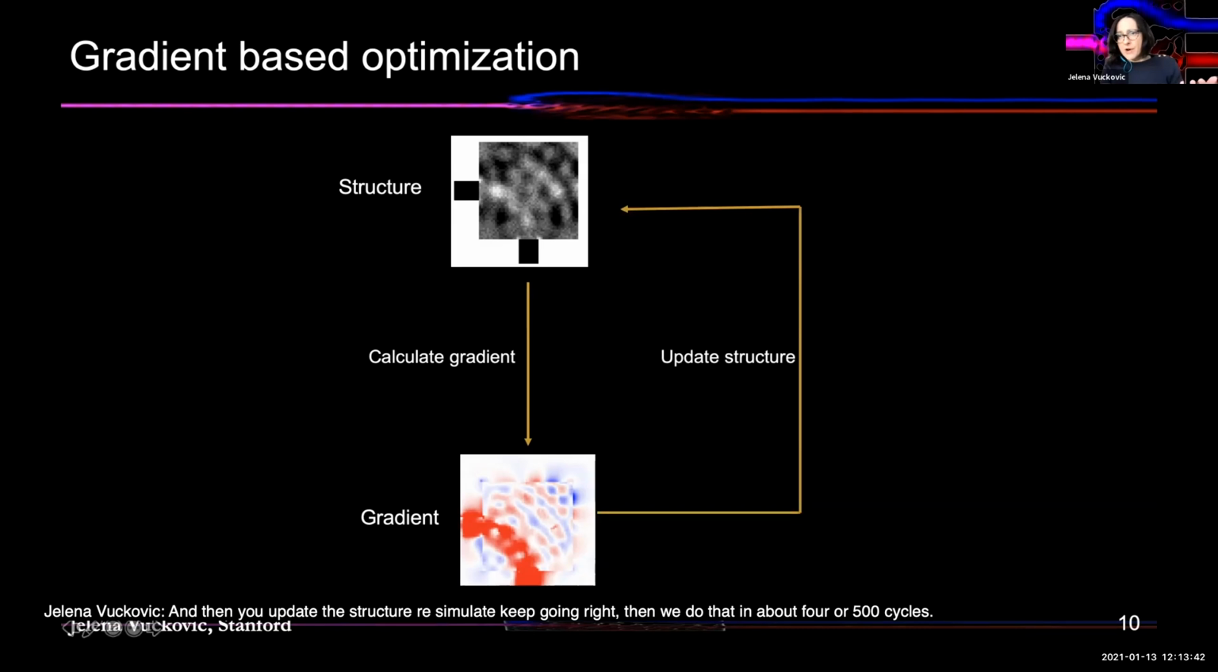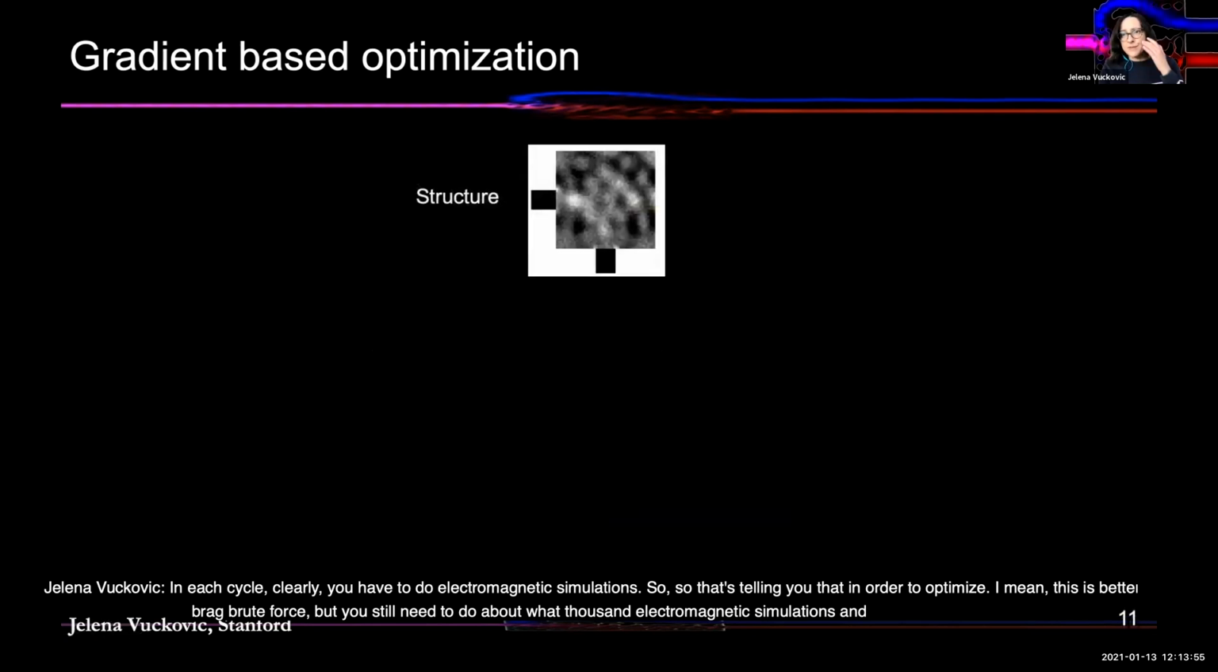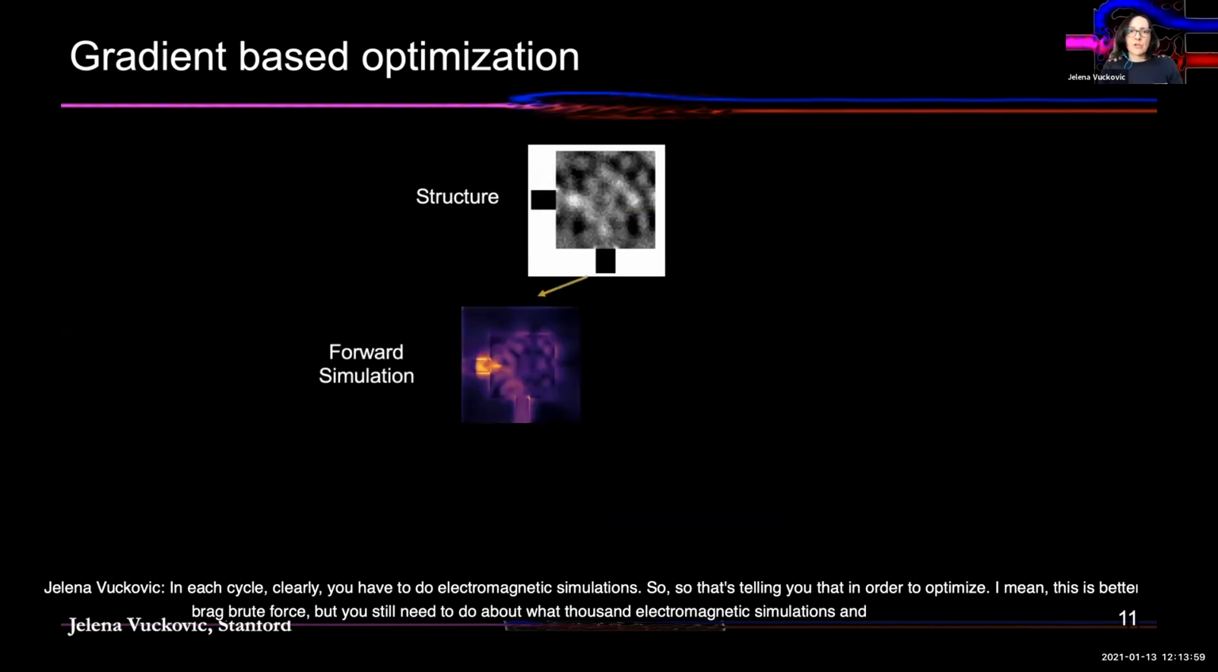And then you update the structure, resimulate, keep going, right? And we do that in about 400 or 500 cycles. And in each cycle, clearly you have to do electromagnetic simulations. So that's telling you that in order to optimize, I mean, this is better than brute force, but you still need to do about 1,000 electromagnetic simulations.